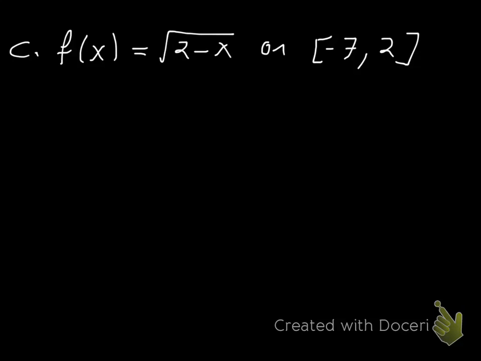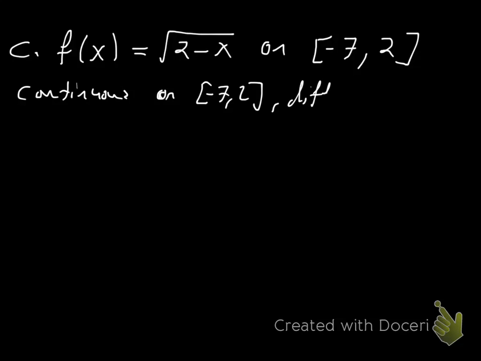If I take the derivative, I'm going to have a square root of 2 minus x in the denominator, and that's going to be undefined for numbers 2 and larger. So it will be differentiable on the open interval -7 to 2. So we're okay there. So it's going to be continuous on the closed interval -7 to 2, and differentiable on the open interval -7 to 2.